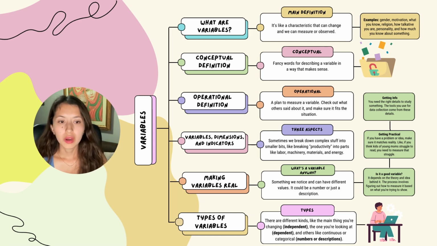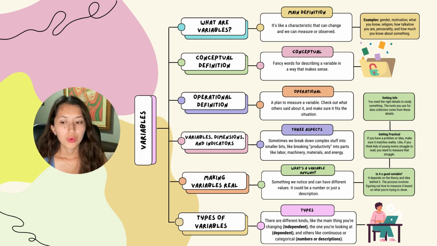And sometimes we break down complex stuff into smaller bits, like breaking productivity into parts like labor, materials, and energy. Now, let's make variables real. What's a variable anyway? Something we notice and that can have different values. It could be a number or just a description.